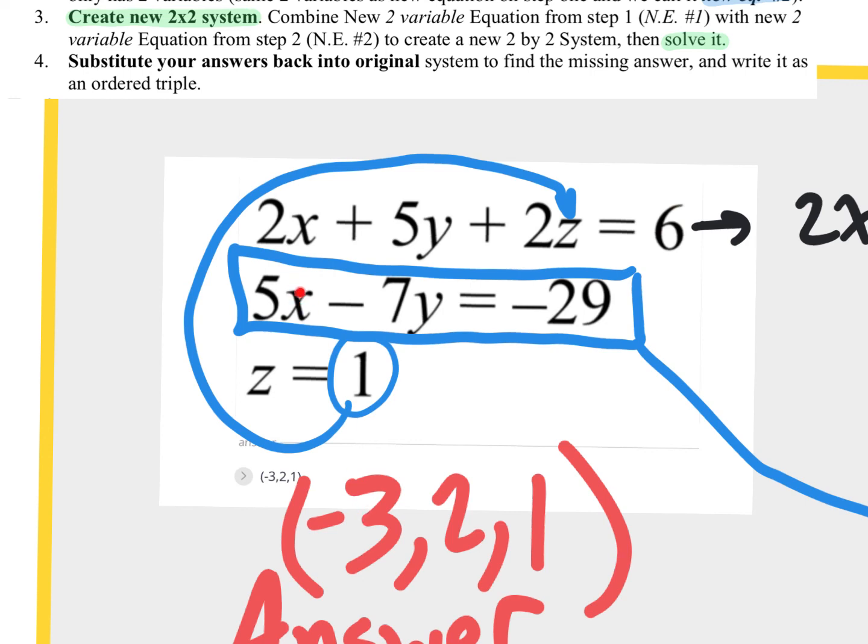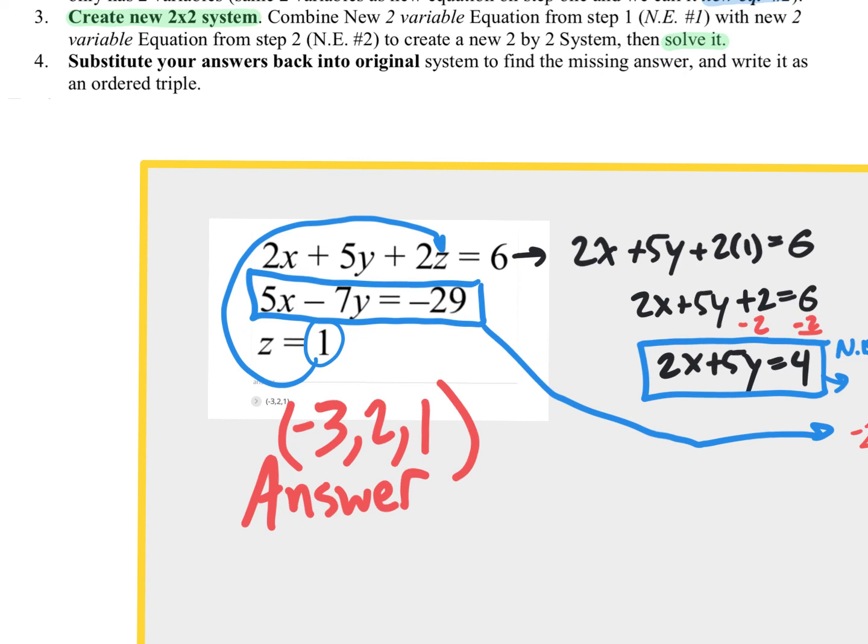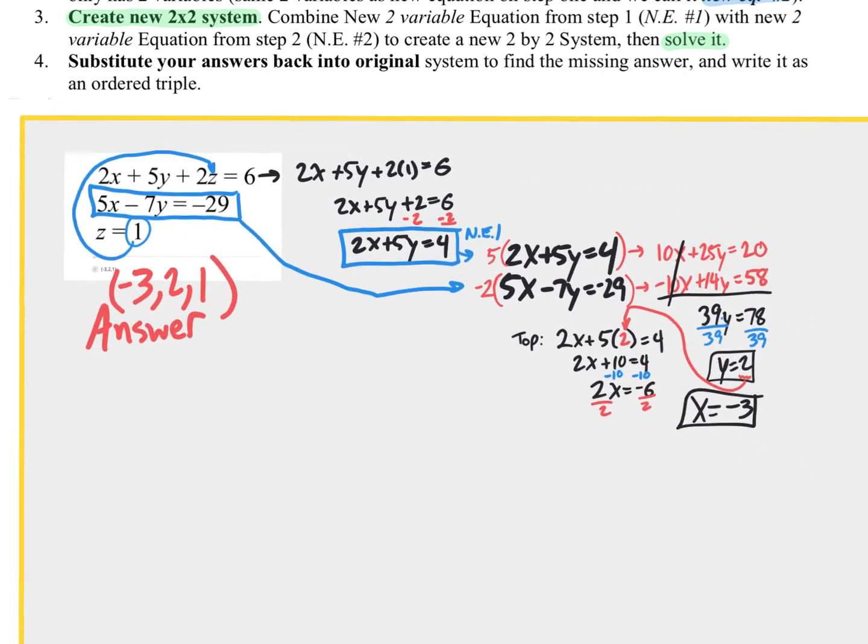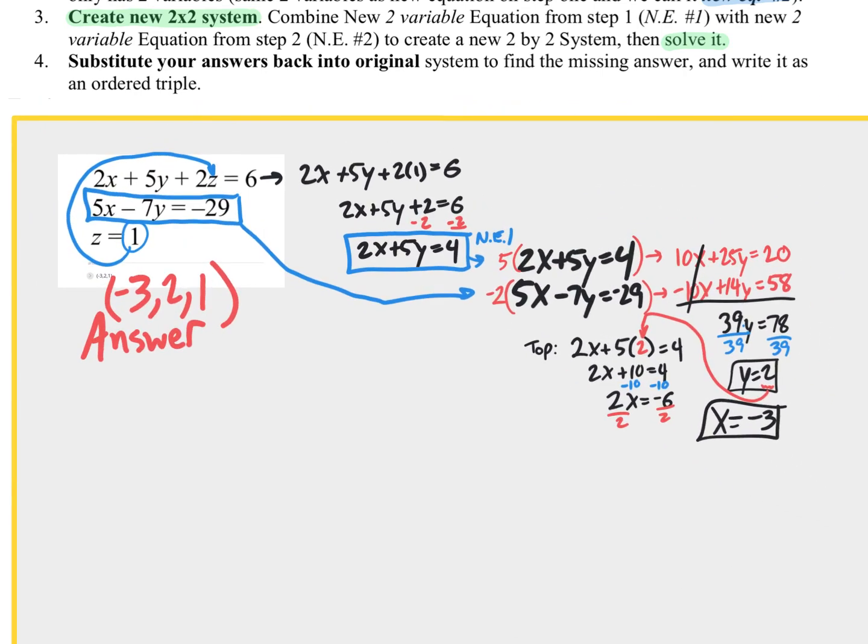Plug in a -3 right there, that's -15. Plug in a 2 right there, it's -14. -15 and -14 is -29. And the z, the only one you plug in is the 1, and definitely 1 equals 1. So we have triple checked it. We know that that's the correct answer. And that one I wanted to go over because it looks weird. They actually gave you an answer. So in reality, they're giving you a 2x2 system.